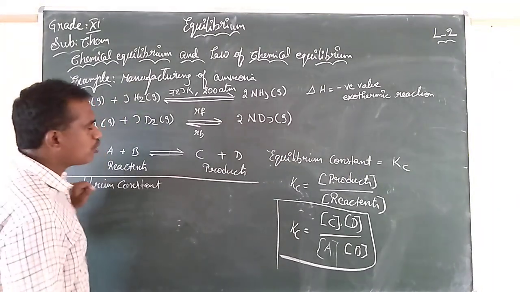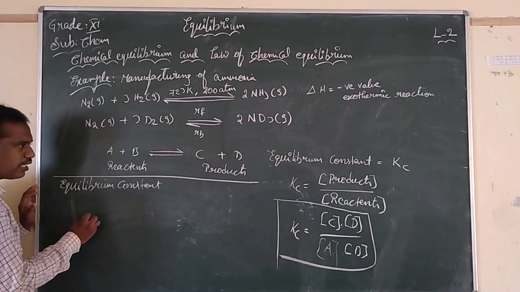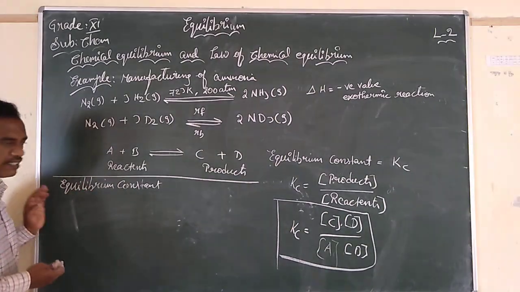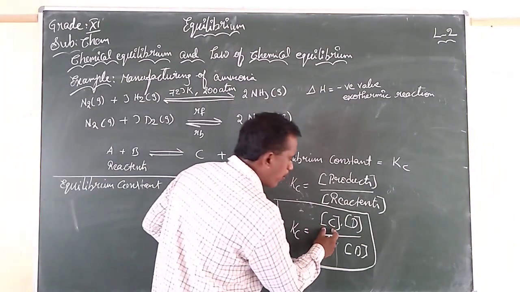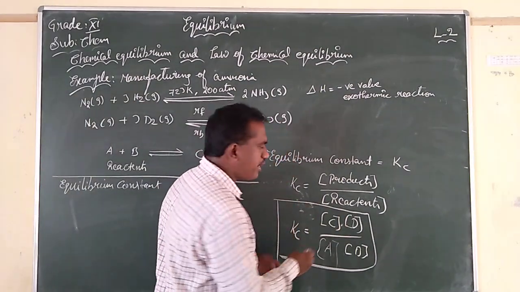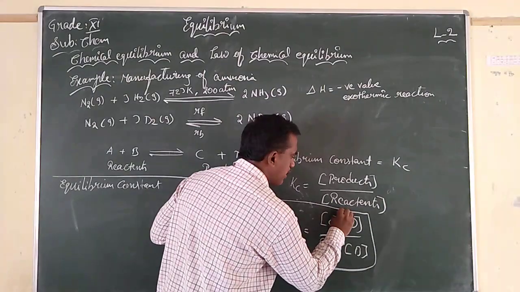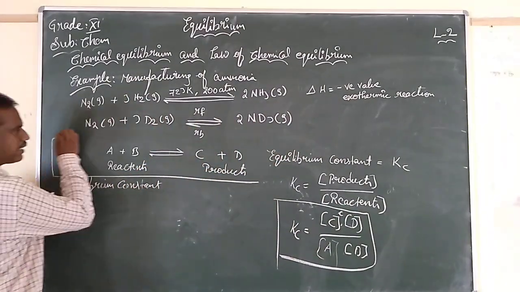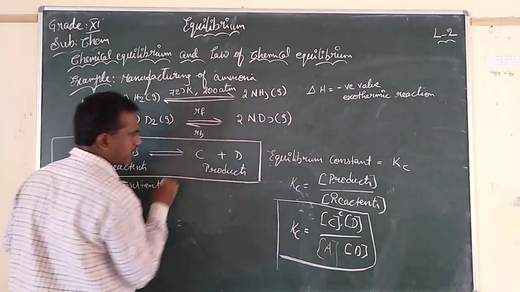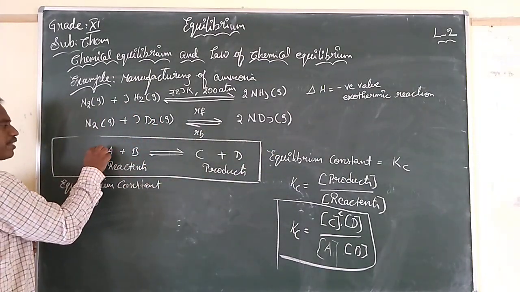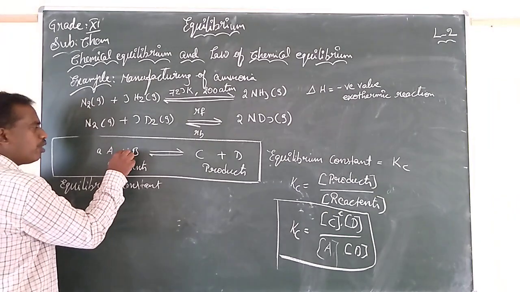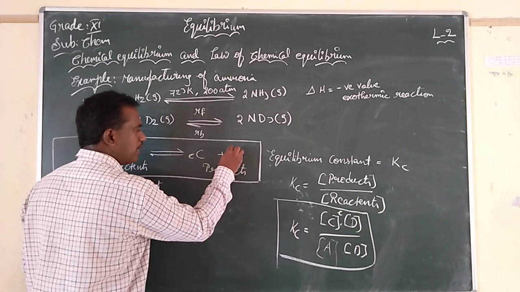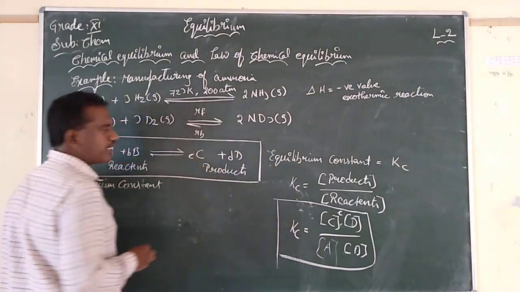What is the number of moles of hydrogen gas? 3 moles. So whenever you are writing the equilibrium constant, you will raise the concentration to its coefficient. Let me say, in a general reaction, reactant A has coefficient a, reactant B has coefficient b, reactant C has coefficient c, and the product D has coefficient d.